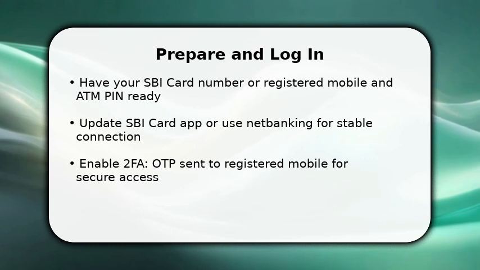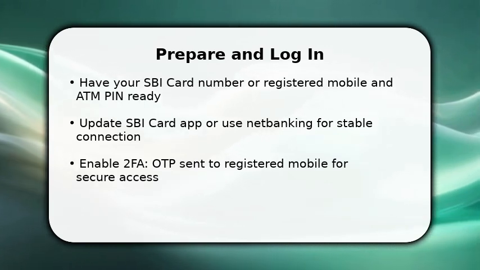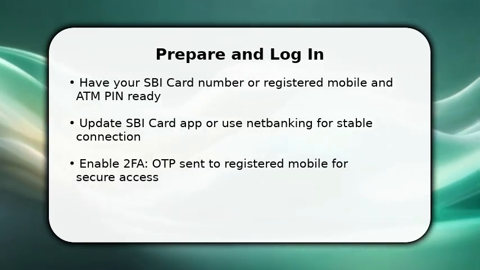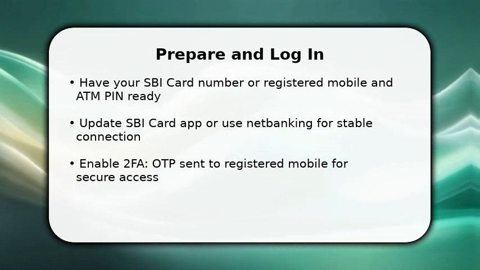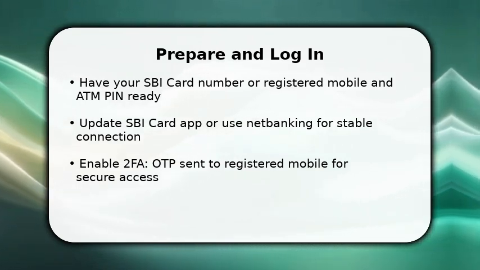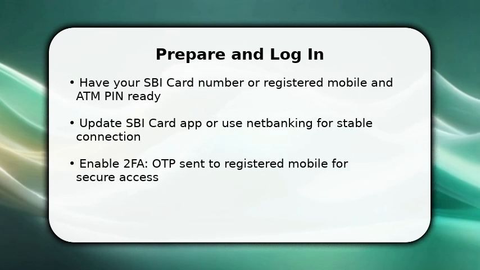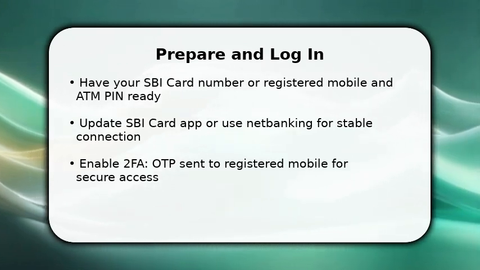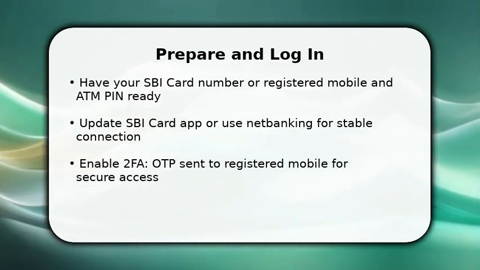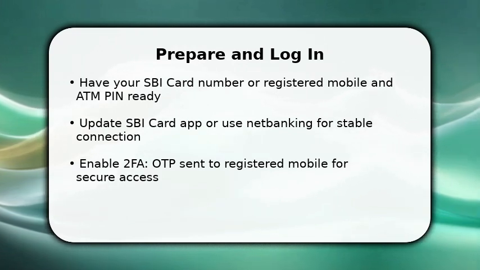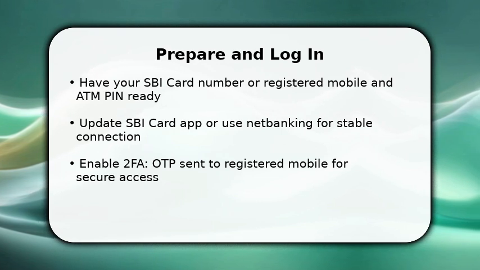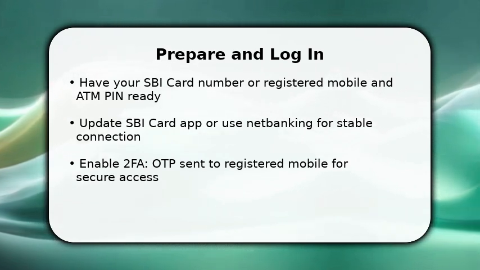You start by preparing credentials and opening the SBI Card app or SBI Card net banking portal on your phone or desktop. Enter your registered mobile number or card number and complete the OTP verification. This authenticates you. Once logged in, make sure your profile shows the correct card product and credit limits so Milestone checks reference the right account.